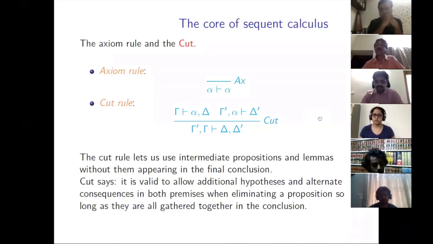Anyway. So sequent calculus is very, very neat, as you've seen. I hope you agree with me. Can I ask a question? Yeah, please. This is Shonko here.